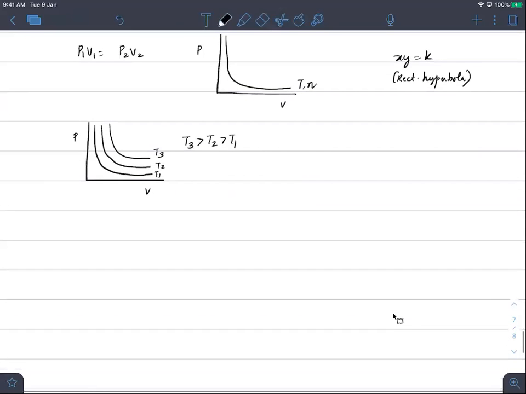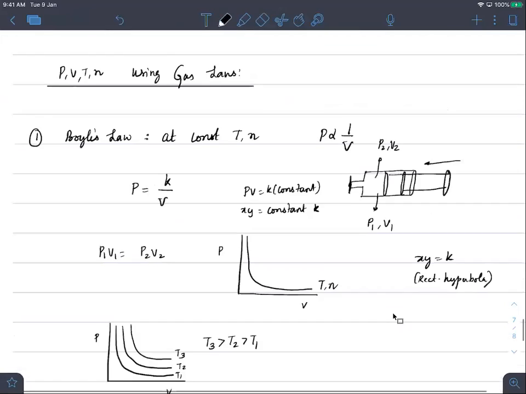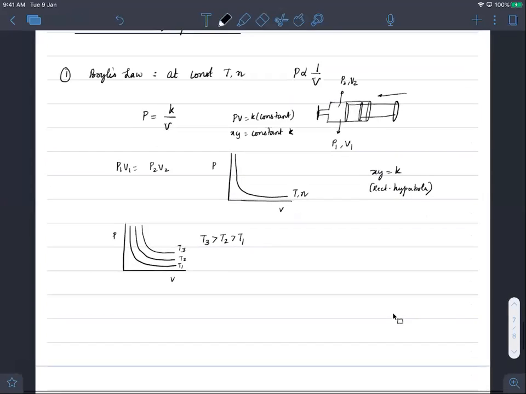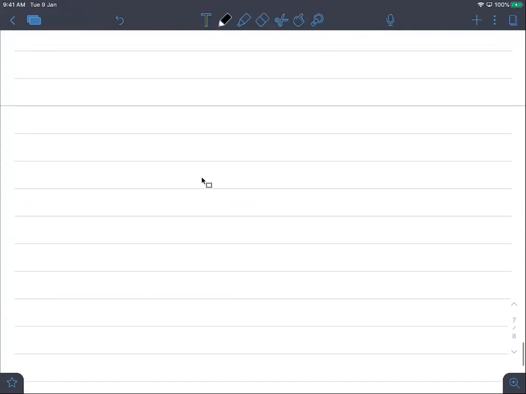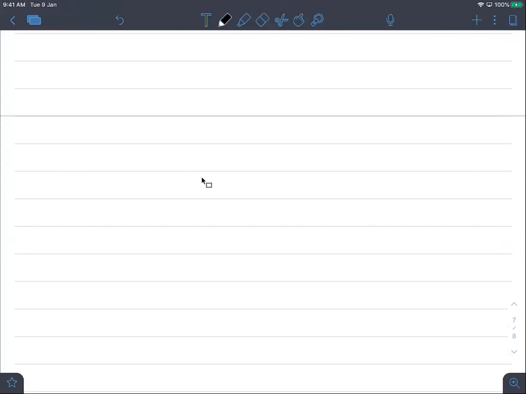Okay, students. Now, in JEE, instead of directly asking P versus V, a lot of different types of graphs can be asked. So you should be able to figure out whatever graph is given. What are the types of graphs that can be asked? First, pressure versus volume. That's pretty easy. We have done it. Second, log P versus log V. This can be asked.